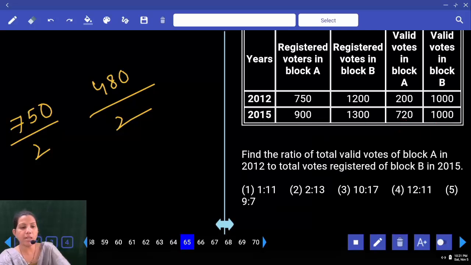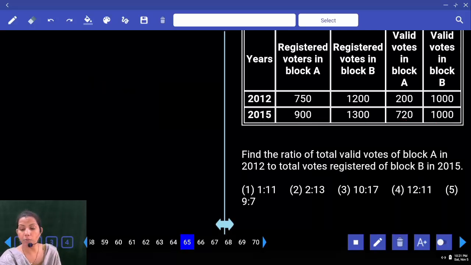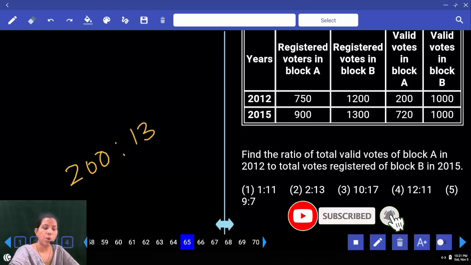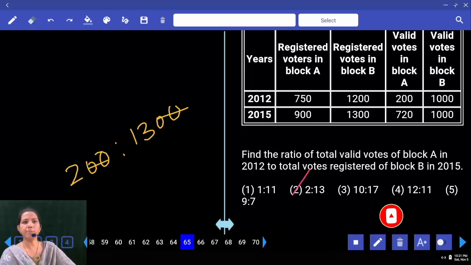65. Find the ratio of the total valid votes of block A in 2012 to the total votes registered for block B in 2015. వ్యాలిడ్ ఓట్స్ బ్లాక్ ఏ 2012 ఒకసారి చూసి చెప్తారా? బ్లాక్ ఏ 2012లో వ్యాలిడ్ ఓట్స్ ఎన్ని ఉన్నాయి? 200. Block B 2015 value 1300. What is the ratio of 200 and 1300? 2:13. Okay na? Thank you.